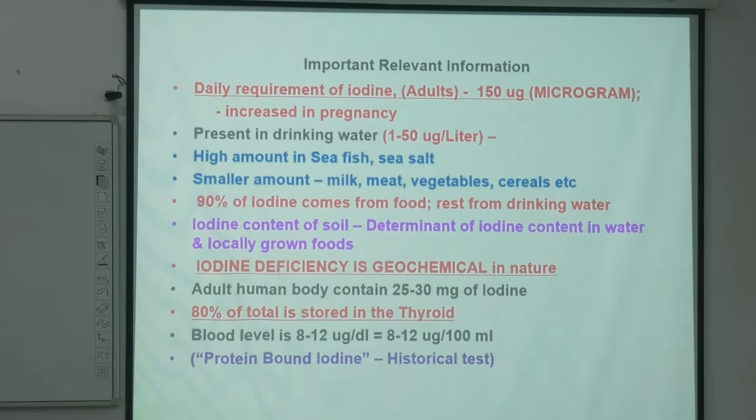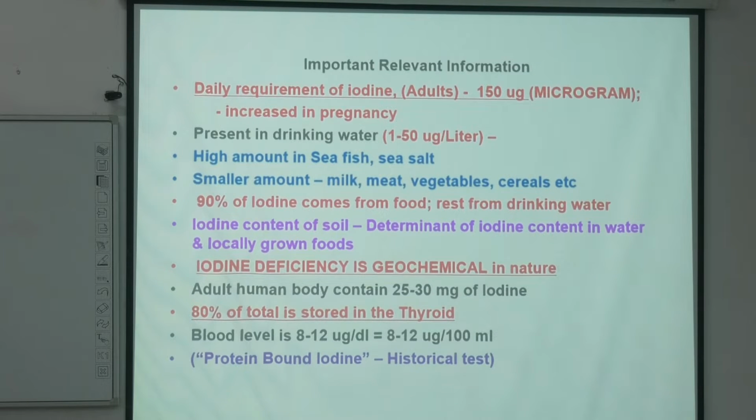So the iodine content of the soil is the major determinant of the iodine content of the water and locally grown foods, and accordingly the availability of iodine within our body. So iodine deficiency is basically geochemical in nature. The high areas of mountains and certain geographical areas are deficient in iodine, and they suffer from iodine deficiency disorders. And there is a spectrum of iodine deficiency disorders about which you will read later.